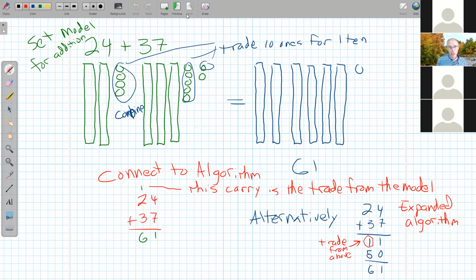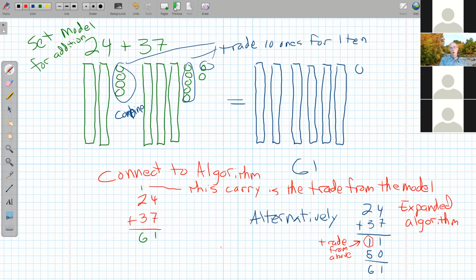So a model is where you get physical with an explanation. An algorithm is where you just write down some symbols, some numerals, and you get it done based on some process. Okay? So 2 different things. Models are necessary to help people understand why is 4 plus 5, 9? Why is 24 plus 37, 61?